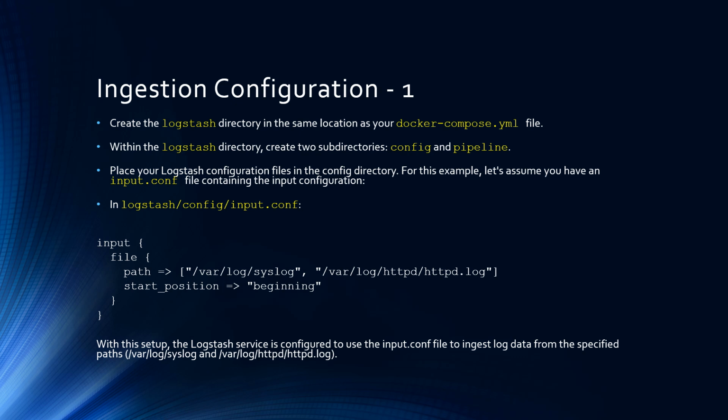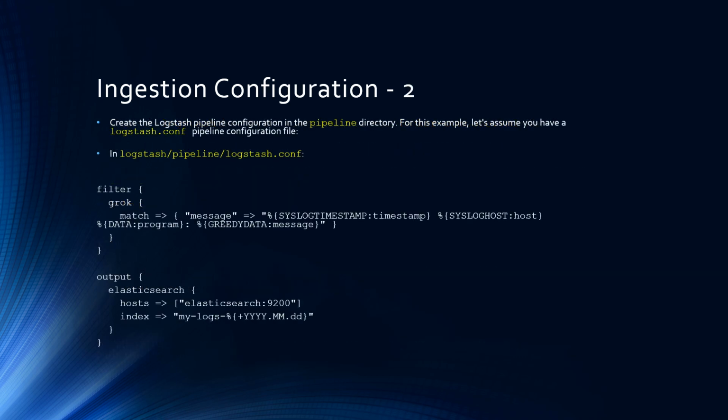The ingestion configuration for Logstash is a critical component that often determines the success of your logging infrastructure. The input configuration shown here demonstrates a common pattern for collecting system and application logs. The File Input plugin is one of the most widely used, but it's important to understand its nuances. Let's dive deeper into the Logstash pipeline configuration.